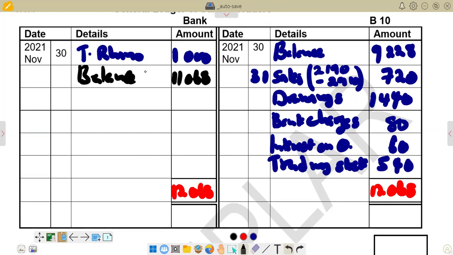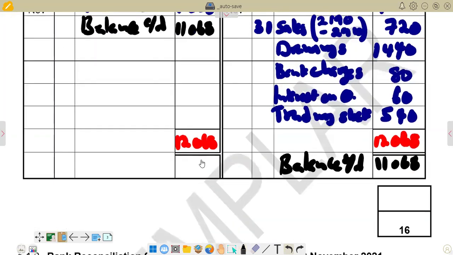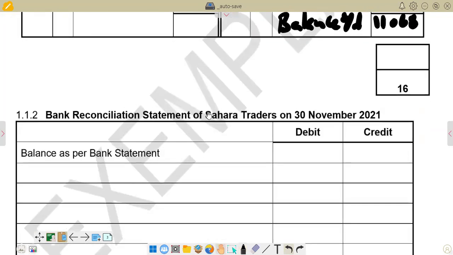Obviously, this is our balance c/d, which is going to come here as our balance b/d. So we put 11,068. This indicates the bank overdraft. Remember, this balance b/d is on the credit side, which means it's a credit balance on the bank account, which represents a bank overdraft. So it's an unfavorable bank balance. So we go down to see the next part of the question, whereby we are going to prepare our bank reconciliation.